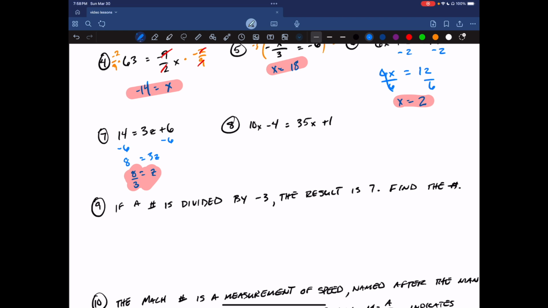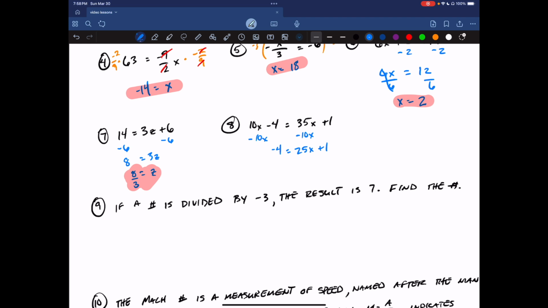All right, number 8. Again, you have a positive 10x on the left and a 35x on the right. When dealing with an equal sign, it's a personal preference of mine to keep the x positive. So if that's the way you're following, then I'm going to move the 10x to this side and go from there. It's going to be 25x plus 1. If you go the other way, it's not wrong. But again, it's a personal preference.